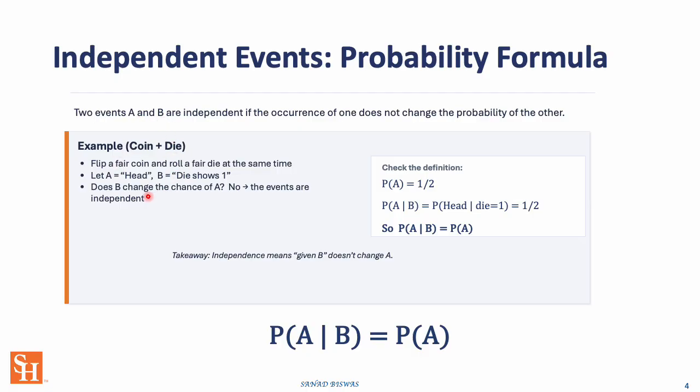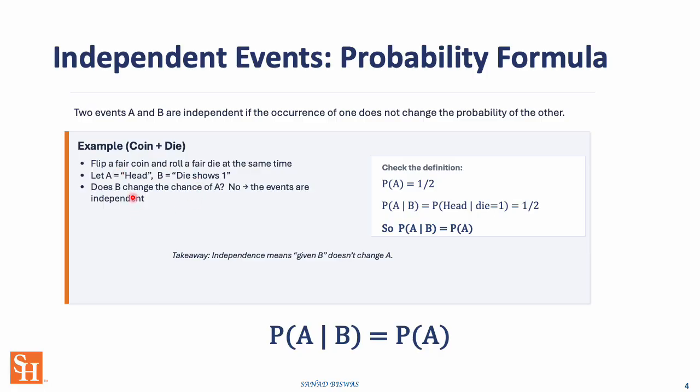Let us clarify that with an example. Suppose you are throwing a coin and rolling a die. Then we define the event A as head will appear on the coin and B as die shows 1. Now the question is, if we already have 1 on the die, does that affect the probability that head will appear on the coin? It doesn't, right? Therefore we call these two events independent.